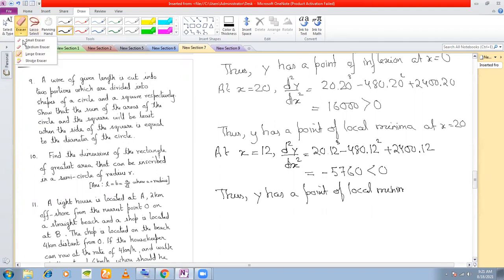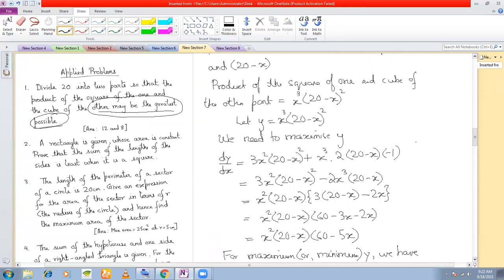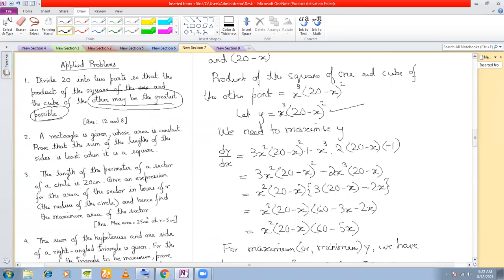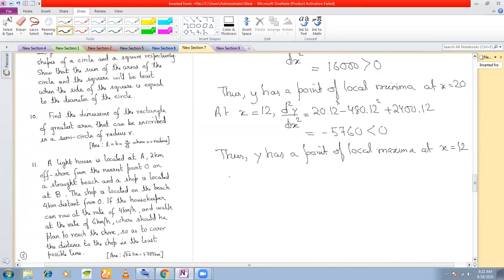Local maxima, not minima, because the second derivative is negative, at x is equal to 12, right? So at x is equal to 12, this product here that we have formed, y, is greatest or maximum. So therefore, what are the parts we need to break this up into?